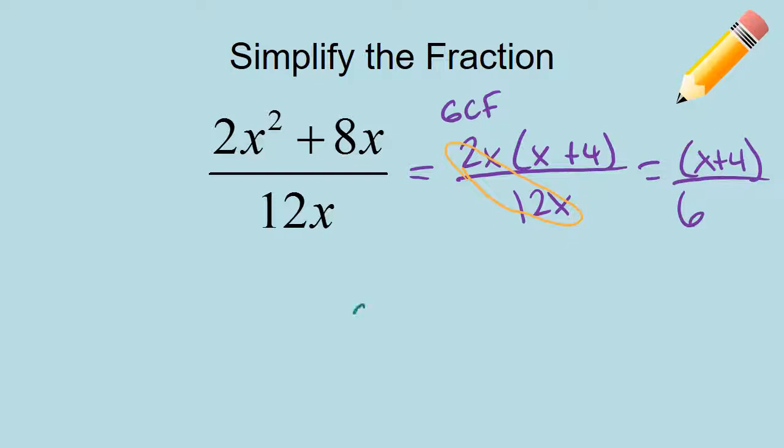If I check using 1 again, on the left side here I have 2 plus 8 over 12, which would be 5 over 6. If I check over here, I'd have 5 over 6 if I plugged in 1. Those are equivalent. So at least make sure it's equivalent. It might not be reduced all the way, but this is a good way to see if you're on the right track.